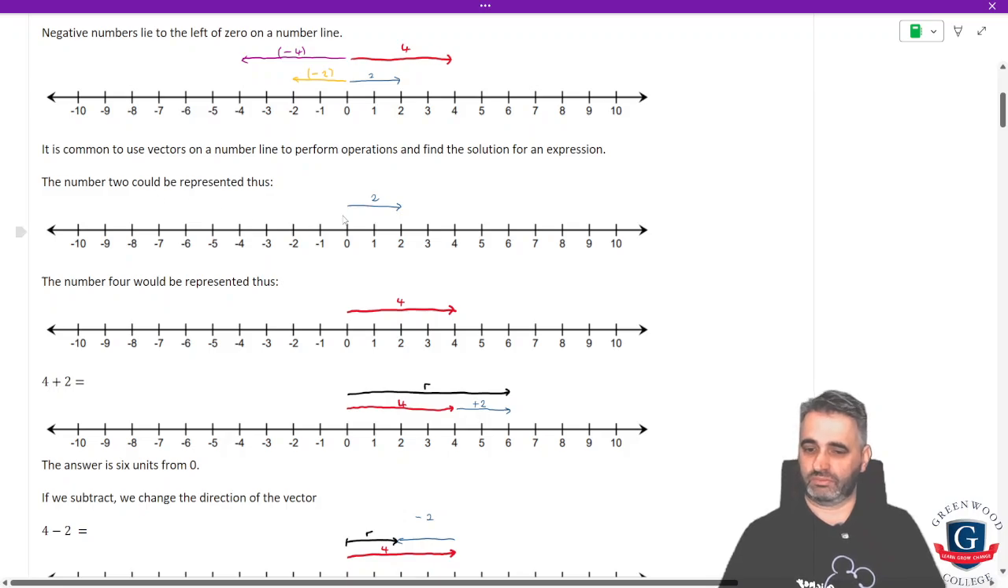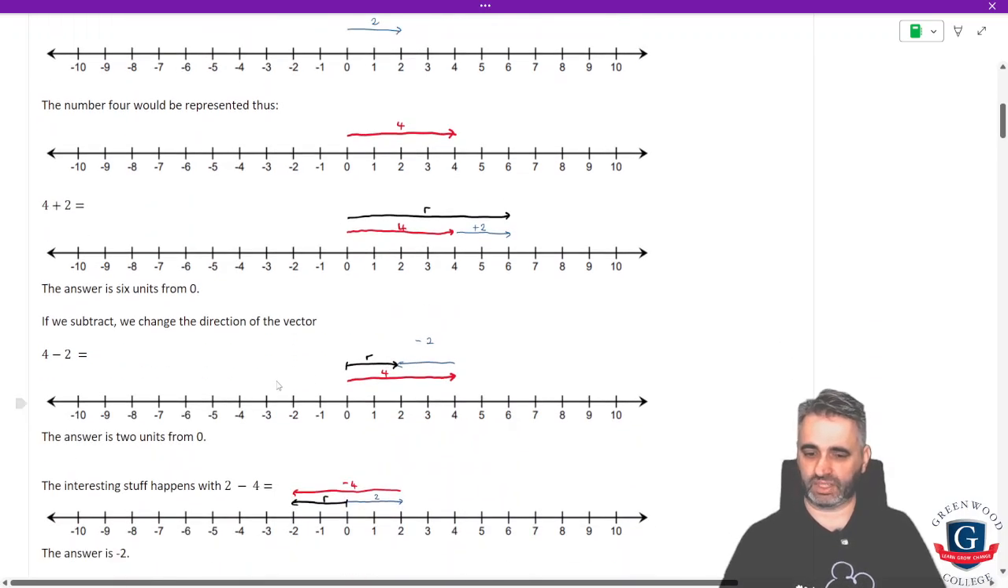So the number 2 we represent as this vector here. The number 4 would be this vector. If we added these 2 vectors together, we'd take the vector 4 and we'd add vector 2 on the end of it. We would have a resultant which would have a value of 6, because the endpoint is 6 units from 0. This vector plus this vector is 6.